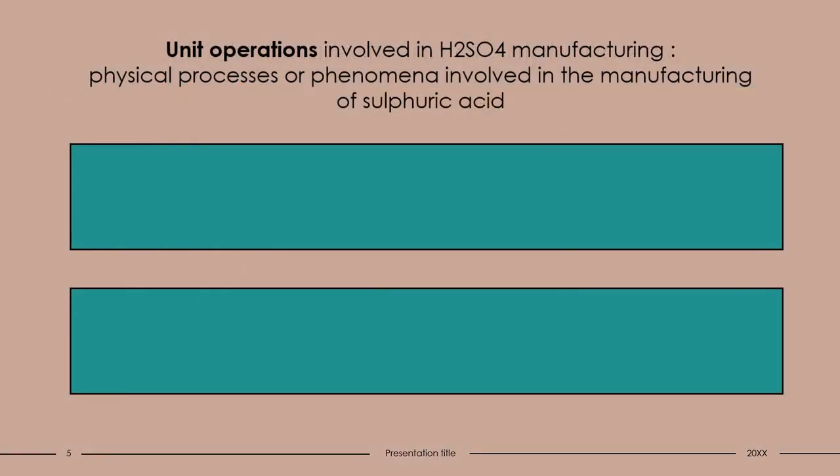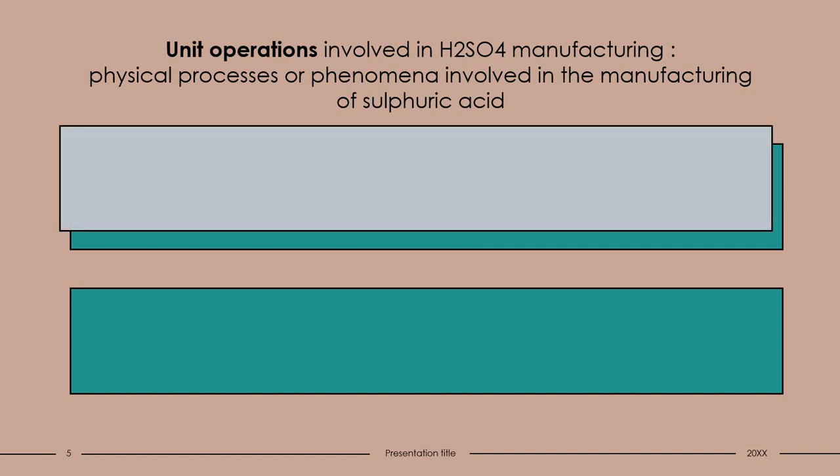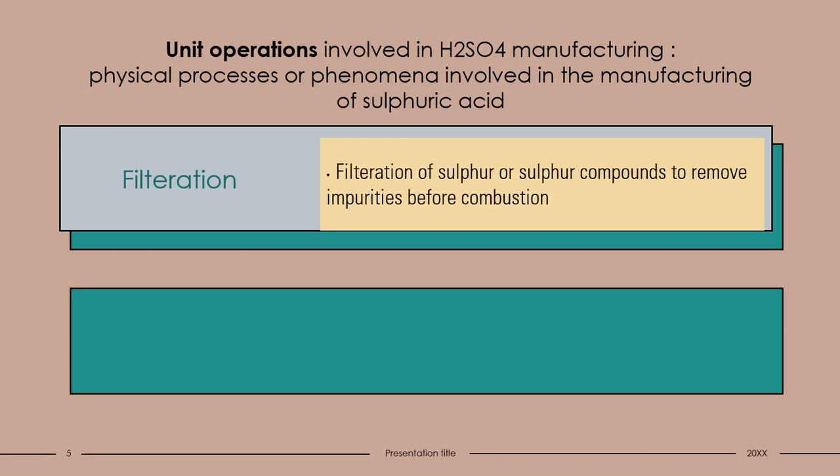Next are the unit operations. In any industry, there are some physical processes and chemical processes involved in the manufacturing of a specific product. Unit operations are the physical processes involved in the manufacturing of a product in an industry. So the unit operations involved in sulfuric acid manufacturing are the following. First of all is filtration. Sulfur obtained from various compounds or sources is subjected to filtration before combustion.